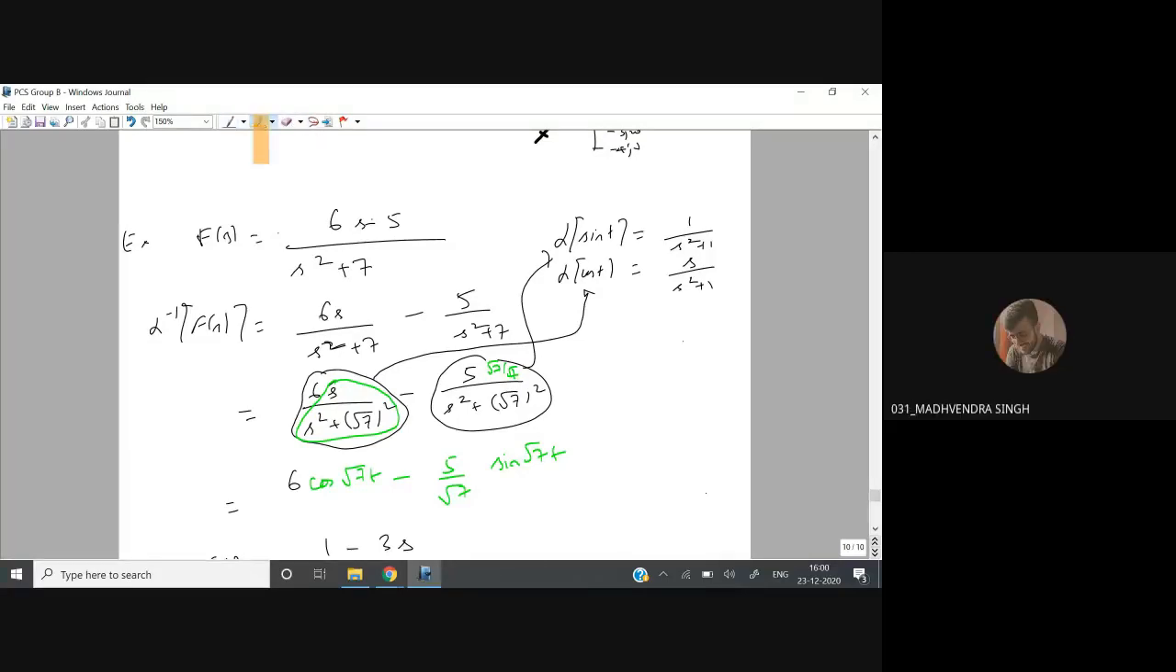Okay. So in this example, you can see we have done nothing, but we have first separated 6s and 5. So this s upon s square plus under root of 7 comes into the cos term, and this comes in sine form. If we want that to come in sine form, we have multiplied and divided by under root of 7. You can see here, the division is coming in front, and the multiplication of 7 is coming in sine form, and this is coming in cos form. Okay.